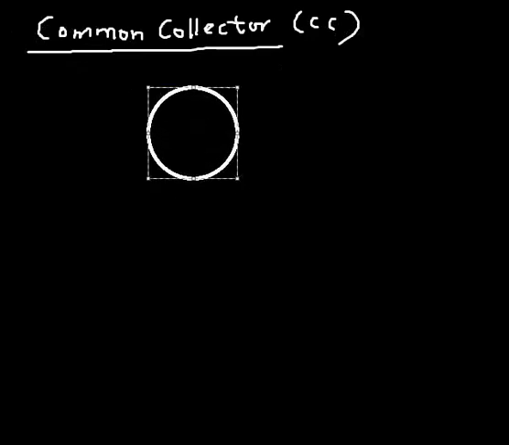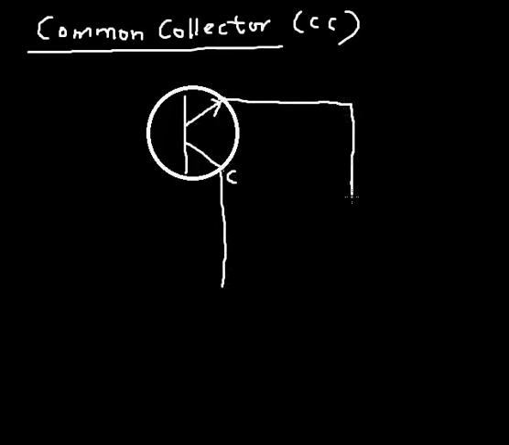Okay, so that is CC configuration. Of course, in CC configuration, you know what we do. So invariably now I'm going to be having the transistor connected this way. But this is the collector, this is the emitter. So the collector now is common between the emitter and the base.